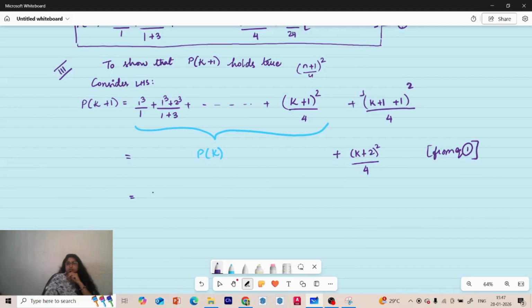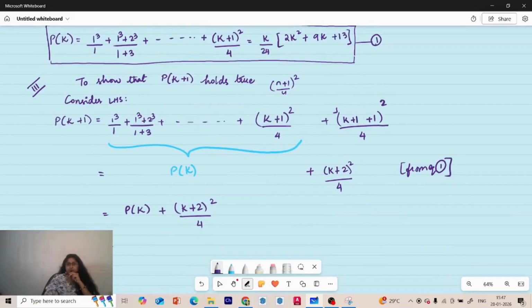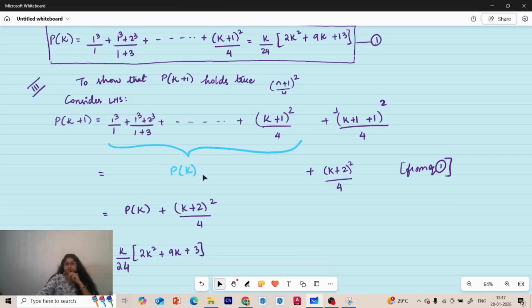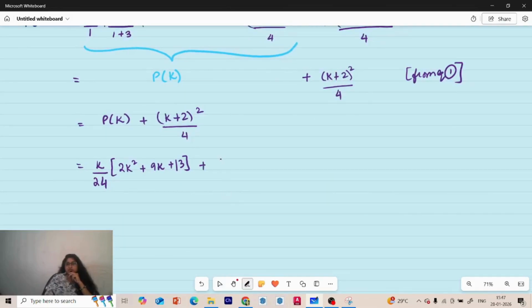What is the value of P of k ma? We found out కదా. దీని మొత్తం సమ్మేషన్ వాల్యూ మనం ఇక్కడ రాసుకున్నాం కదా. k by 24 is equal to 2k square plus 9k plus 13. So we are going to replace that value. Okay. So k by 24 into 2k square plus 9k plus 13, okay, plus k plus 2 whole square by 4. Again, how did you get this value? From equation 1.